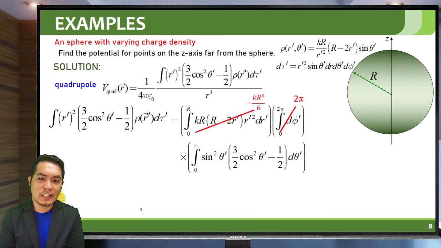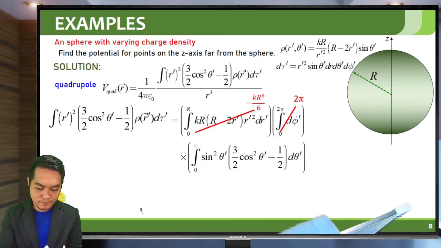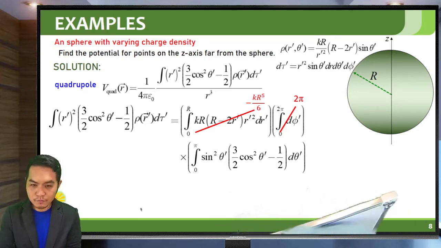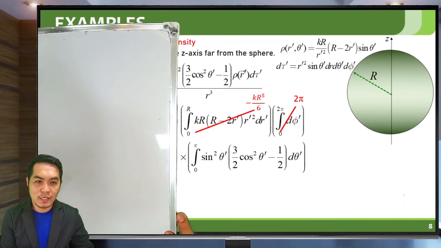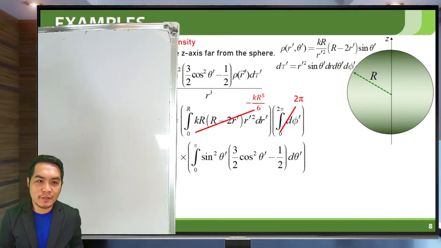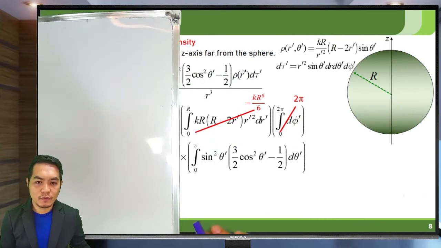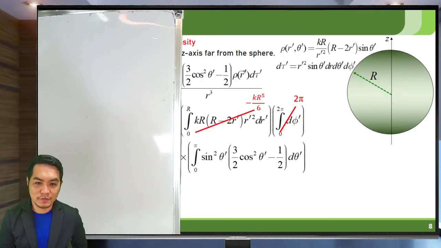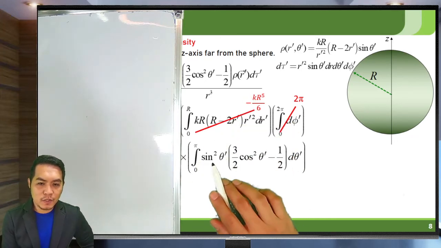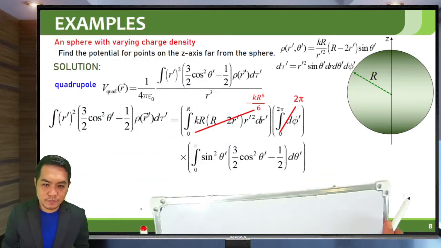So solving that will give you a value of this integral of negative k r to the 5 over 6. Now this one is not so obvious. So in order to solve this theta integral, we need to recall the different identities for sine.